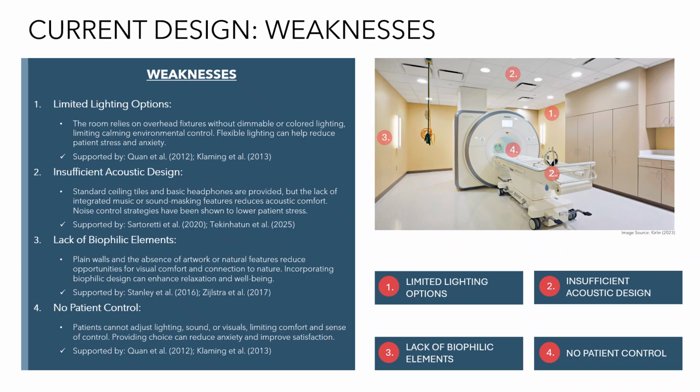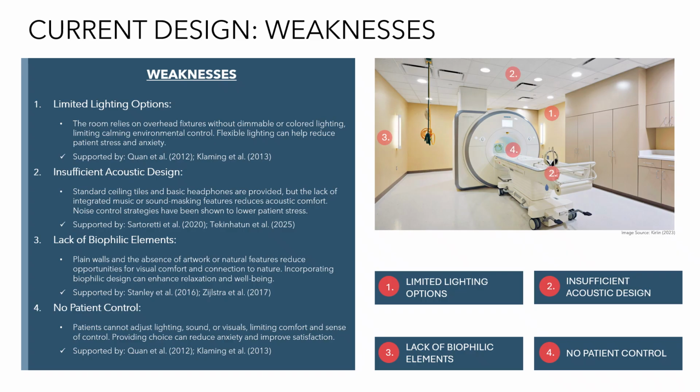While the current MRI room design demonstrates several strengths, areas for improvement remain that could further reduce patient stress and anxiety. These weaknesses were identified through observation and supported by findings from relevant research. The first weakness is limited lighting options. The room currently relies on standard overhead fixtures that cannot be dimmed or adjusted in color. This limits environmental flexibility and reduces opportunities to support patient relaxation. Research shows that adaptable lighting can lower stress and promote calmness during imaging procedures.